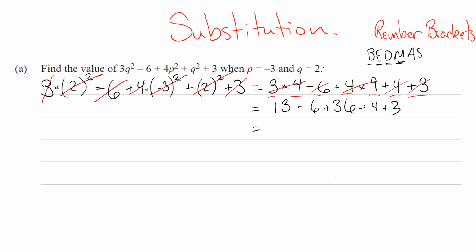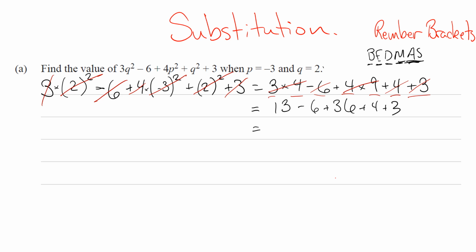And now we can go on to our addition and subtraction. We can do both of these at the same time, or we can do them one by one, whatever's going to make it easiest for you. In this case, I'm going to go one by one and just cross them off as I go.